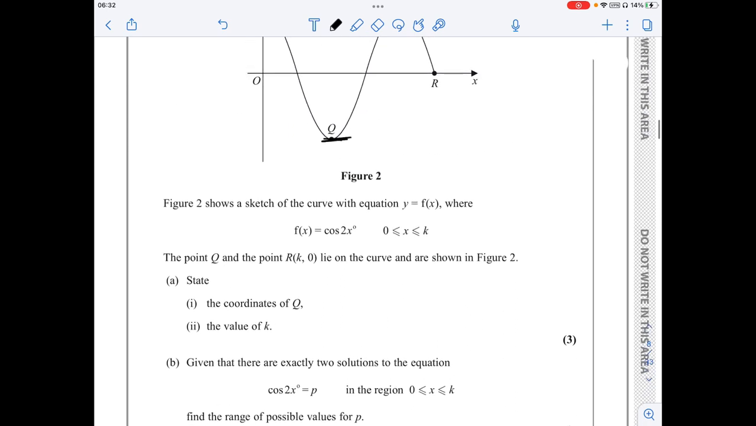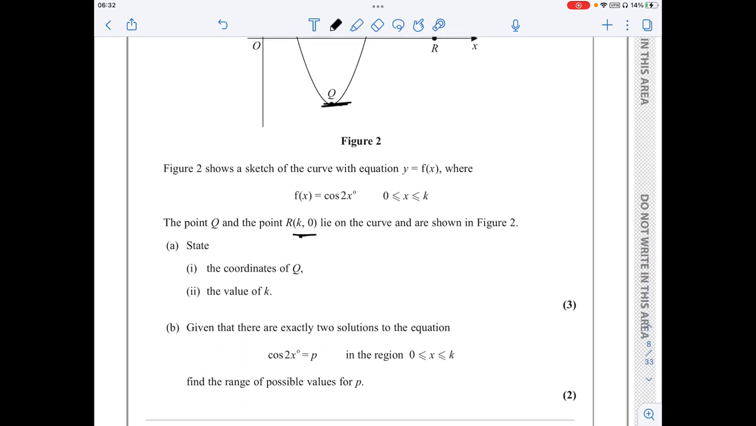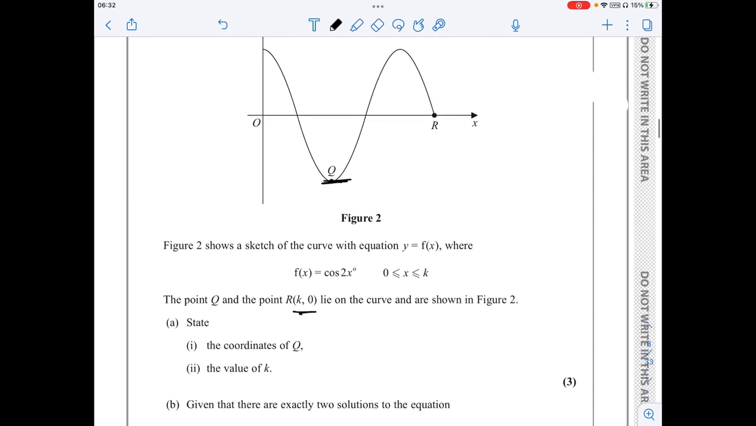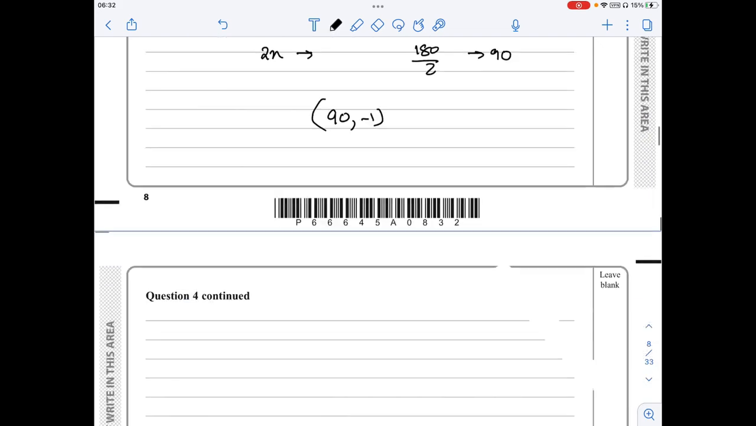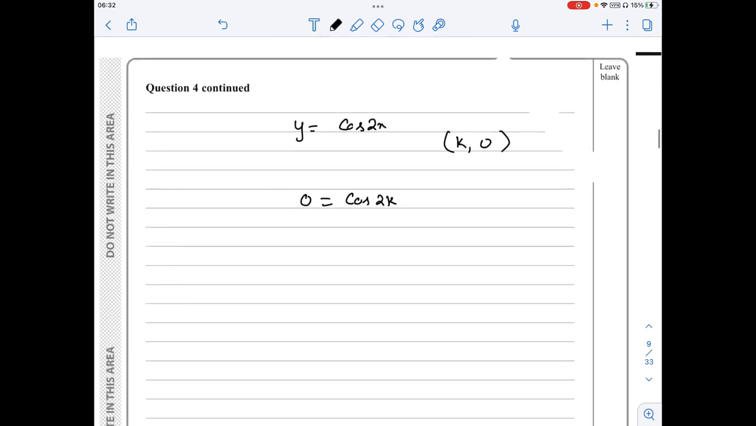Find the value of k. What is k over here? It is asking us, the point k comma 0 lies on the curve, and it is R. So y equals cos 2x, with k comma 0. So plug in: 0 equals cos of 2k. So cos 2k equals 0.